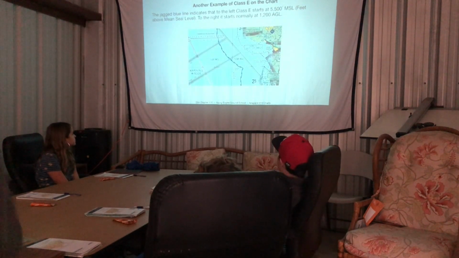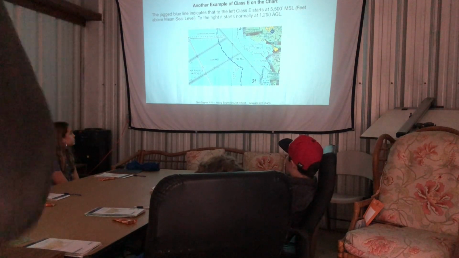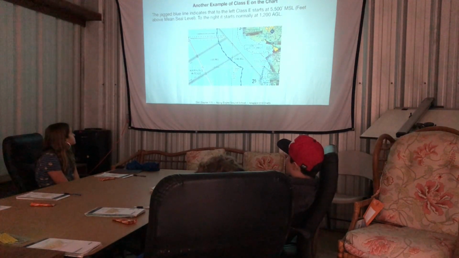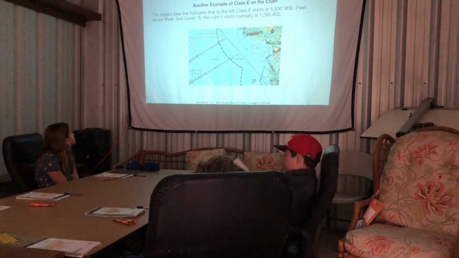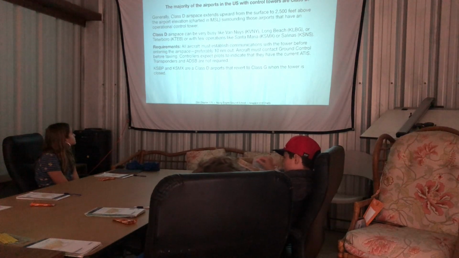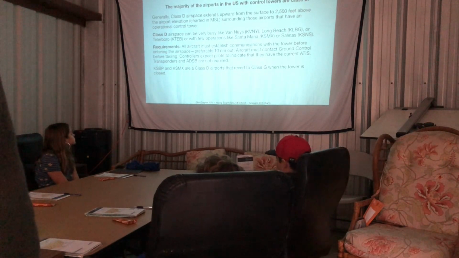Okay. And again, this is another example. The Golf and Echo are both shown here on this chart. Right? Because the space above 5,500 is Echo, below is Golf. And again, the majority of airports in the US are Delta.